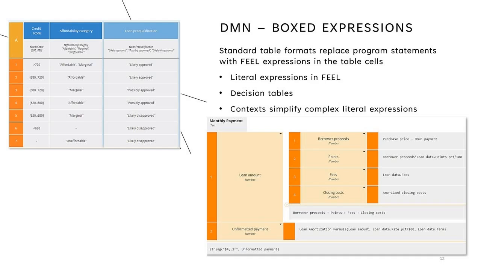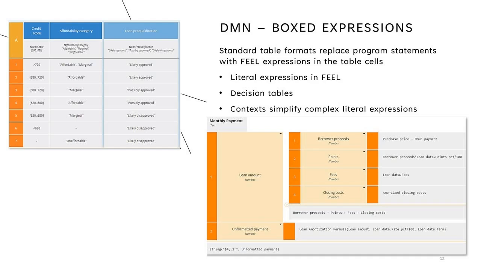Instead of program code, DMN provides standard tabular formats called boxed expressions. These are what define the expressions and compute the value of each decision. Decision tables, like the diagram at the left, are the most familiar boxed expression type, but there are many more, such as contexts, like the one on the bottom right, where rows of the table define local variables called context entries used to simplify the expressions used in subsequent rows.